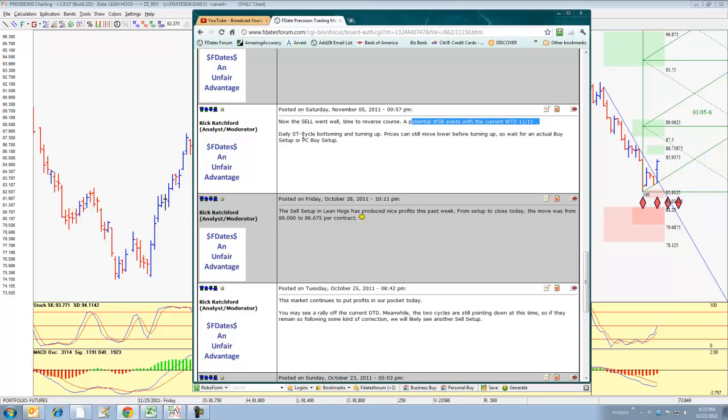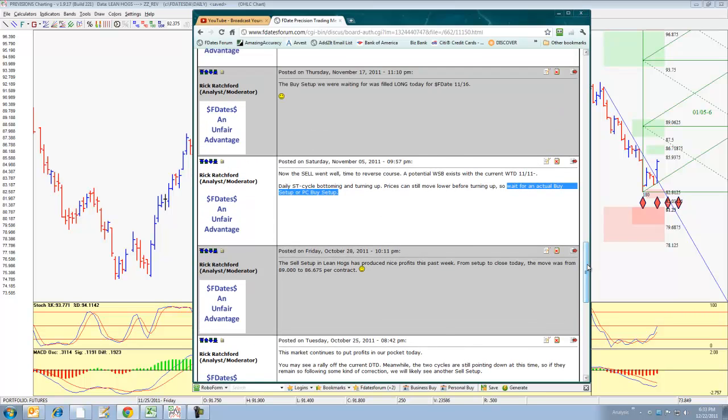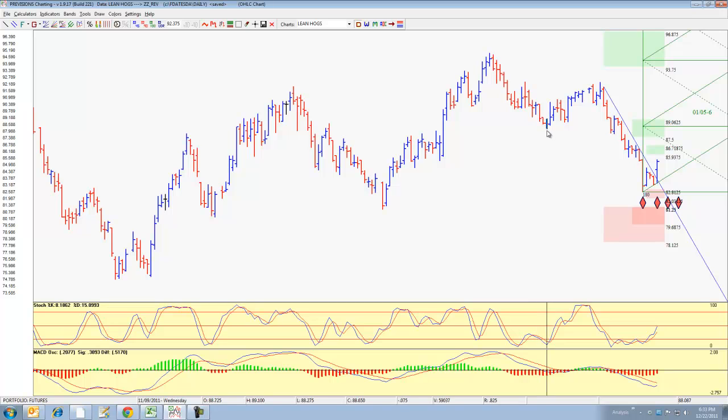And then the cycles were bottoming and looking to turn up. And so we want to wait for an actual buy setup. And that was on the 5th that I gave that warning. And if you'll notice, here is where I gave the warning, right here. We bottomed the week of 11/11, and then prices went up until we got a setup here.